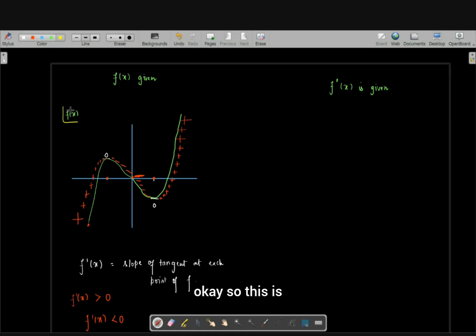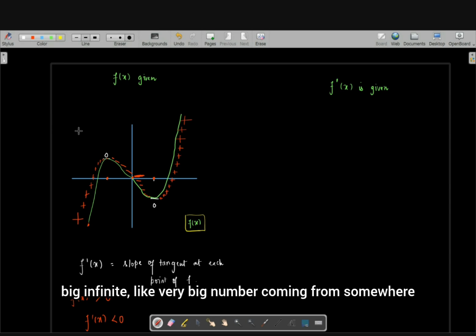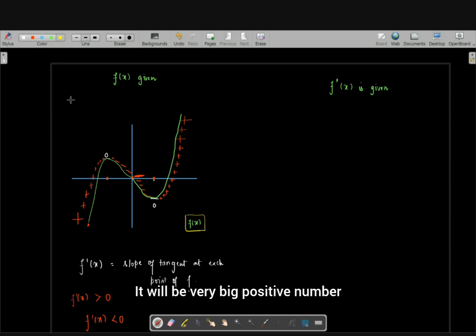Okay, so this is what you have to identify if you have to draw the graph of f prime when f of x is given. Just identify the nature of slope at each point. Once you've done this, then starting from this point, the y value of f prime will be a very big positive number. And since this graph goes to infinity, we will also have a very big number coming from somewhere here. It will be a very big positive number.